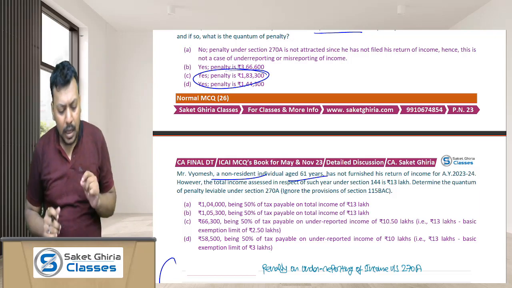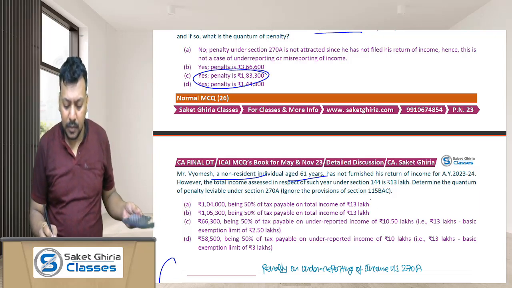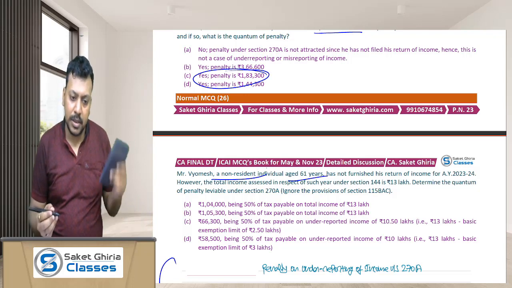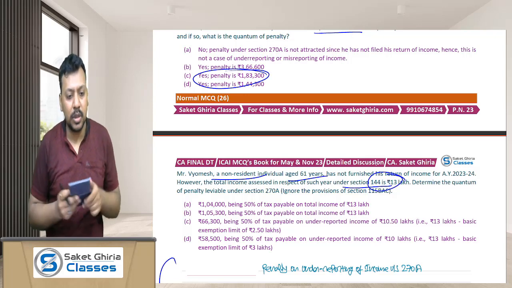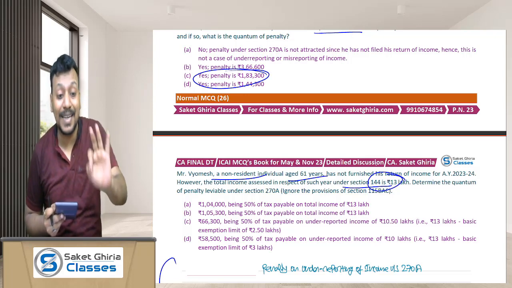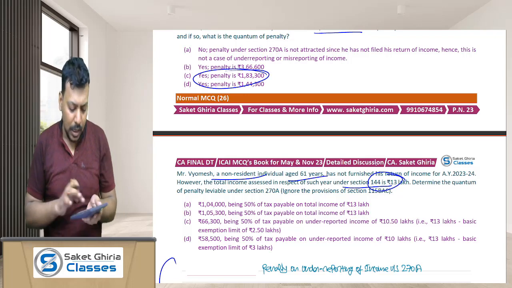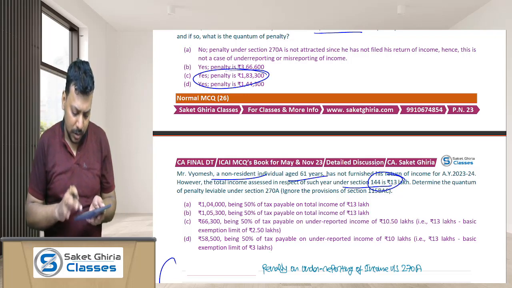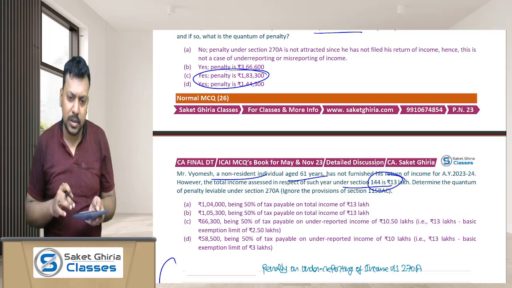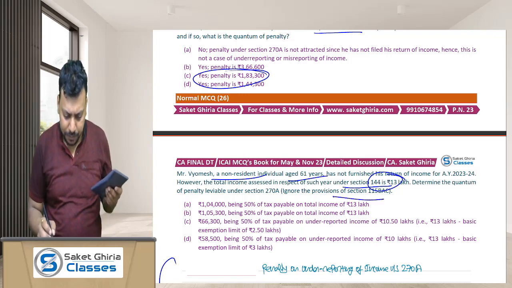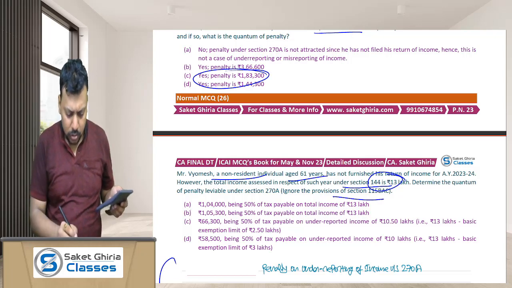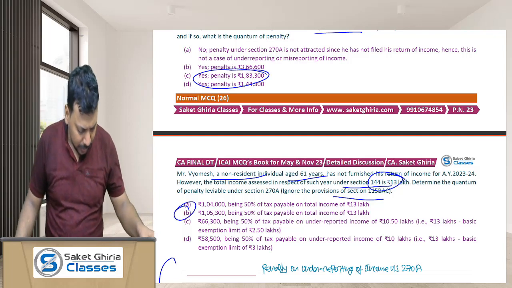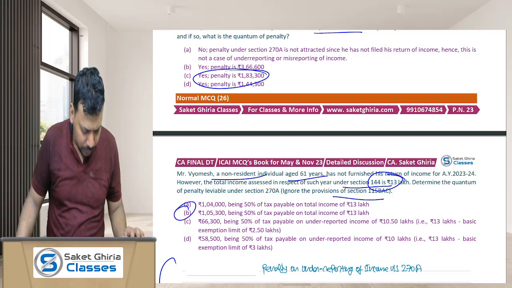Okay. Mr. Vyomesh has not filed his return of income and basic exemption limit is 2.5 lakh. Income assessed 13 lakh means assessed income is more than basic exemption limit. Mr. Vyomesh will be considered to have underreported his income. Then what is the amount of tax liability? Sir, 3 lakh into 0.3 plus 1,12,500 plus 4%. Sir, 2,10,600. Is underreporting on account of misreporting? No. Then penalty would be 1,05,300. Okay, so the correct option is B. I hope everybody is clear with this.